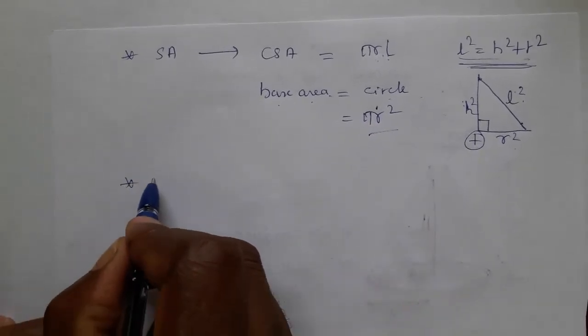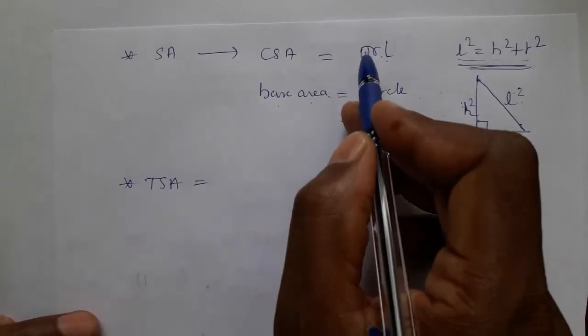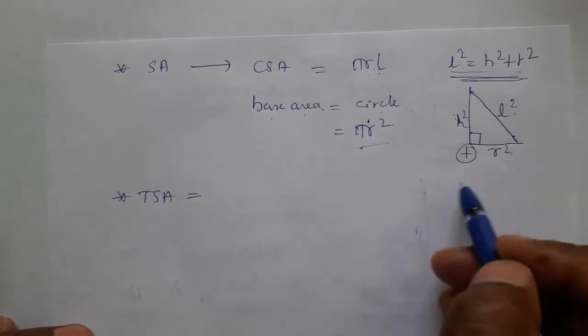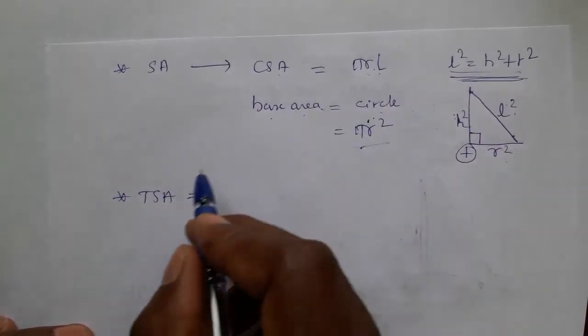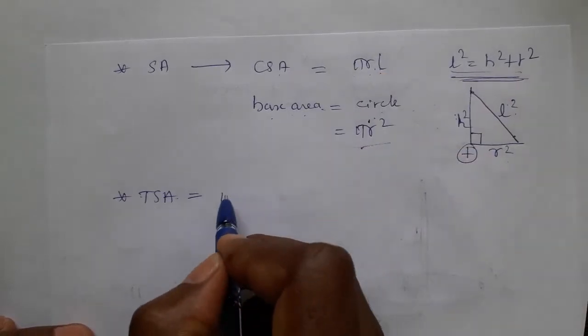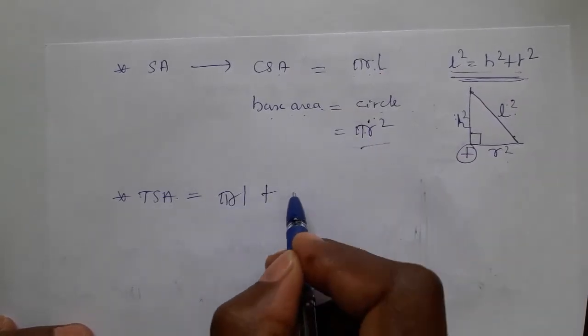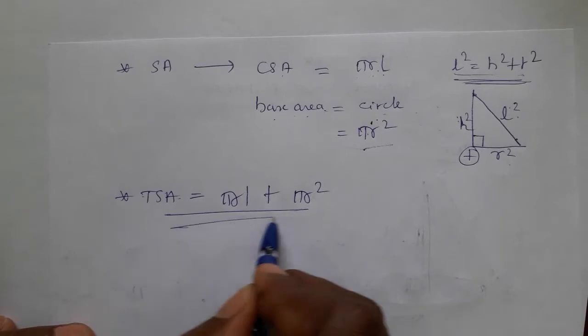Now we go to total surface area. Total surface area means what? What kinds of areas are available in a cone? All adding. In a cone there are two areas, curved and base. Total means together. Curved is pi r L plus base area, which is one circle. This is the formula to find the total surface area.